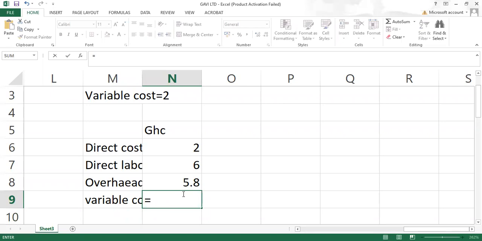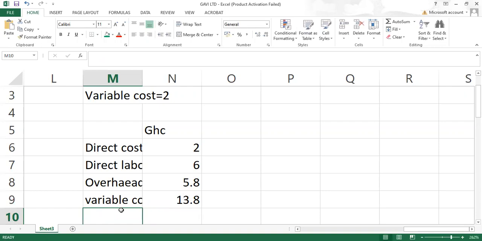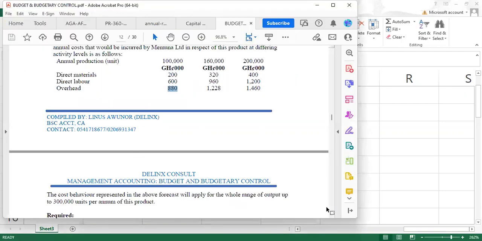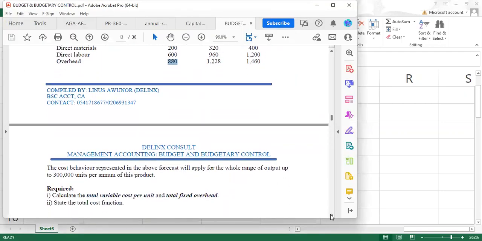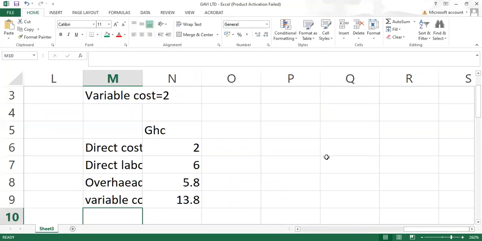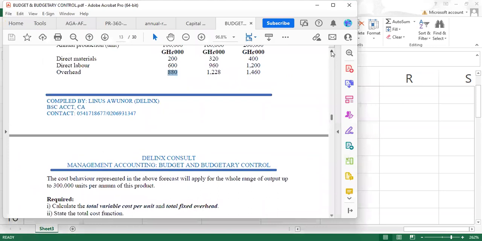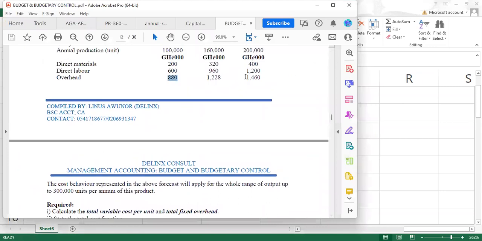$13.8. Okay, 13.8. Are we okay with this side? Yeah. Okay, the question says calculate the total fees overhead. So how do you calculate the total fees overhead? You just take one of the fees overhead costs. Take one of them. Someone can decide to take the last one, someone can decide to take this one.